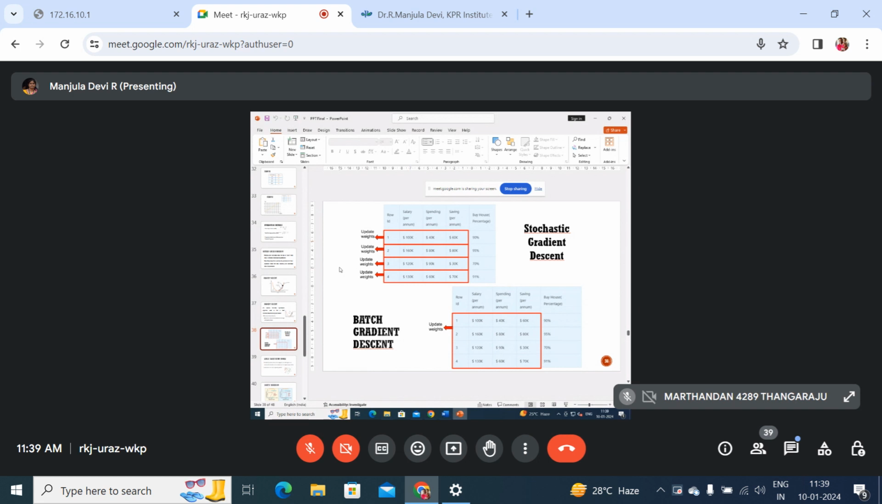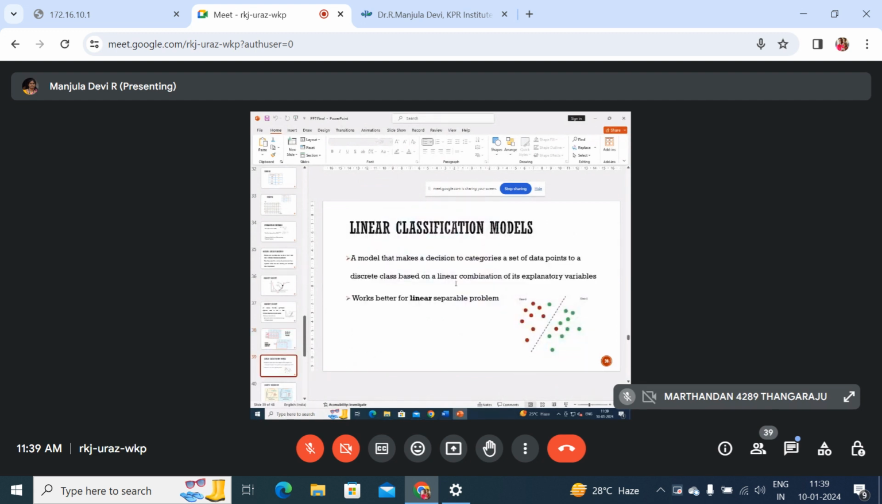So this is the stochastic. Whereas batch gradient descent means I'll present all the four data samples at a stretch. I will take the error, and based on the average value, my weight update takes place. So this is the difference between the stochastic gradient and the batch gradient descent algorithm.